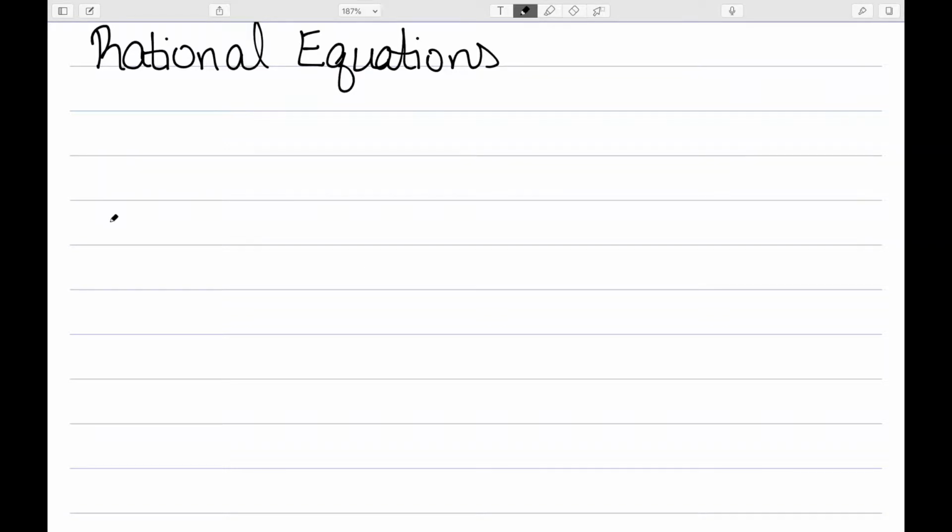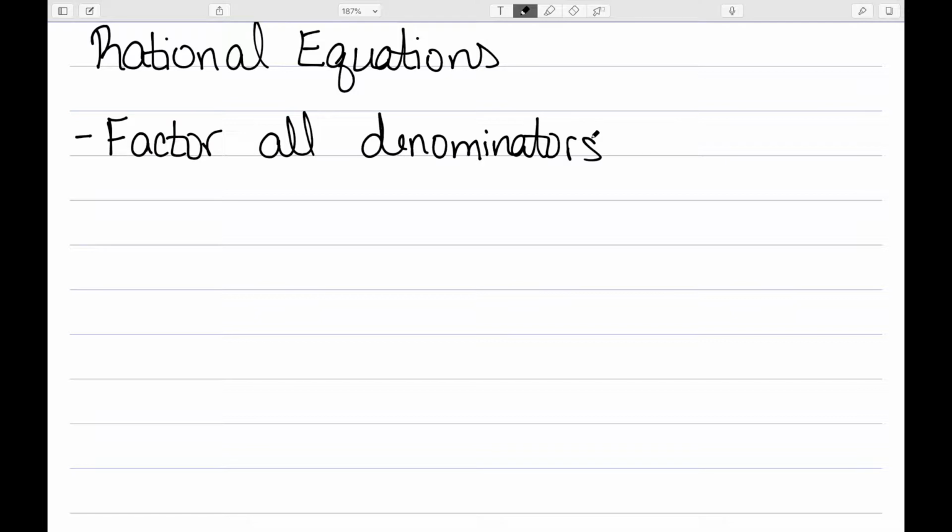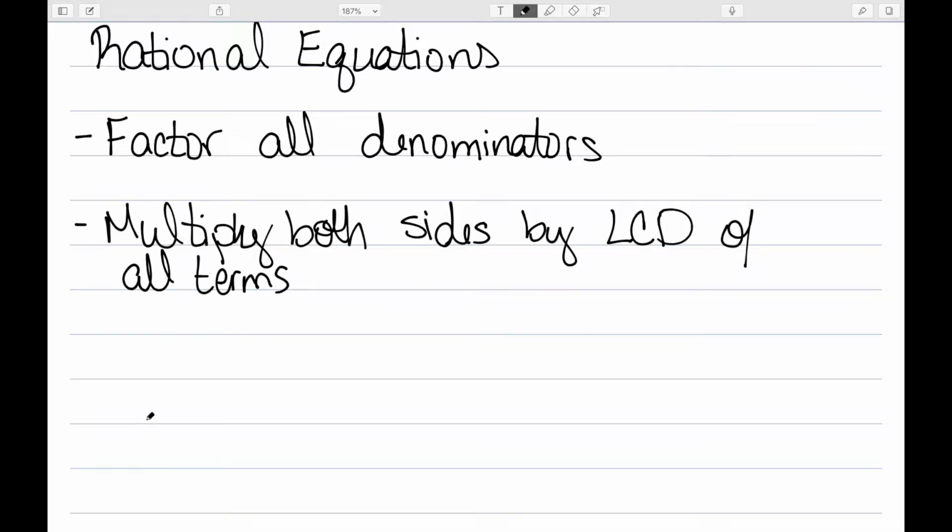Let's talk about solving rational equations. The first step to solving rational equations is to factor all of the denominators. From there, we need to multiply both sides by the least common denominator of all of the terms. We can then solve the resulting equations. And finally, check our solutions. And this is going to be a very important last step, as we'll see as we go.